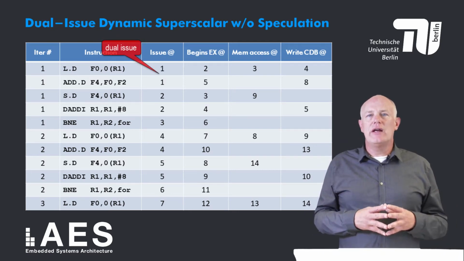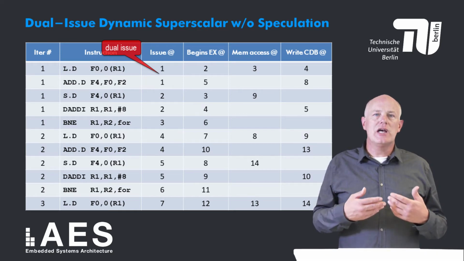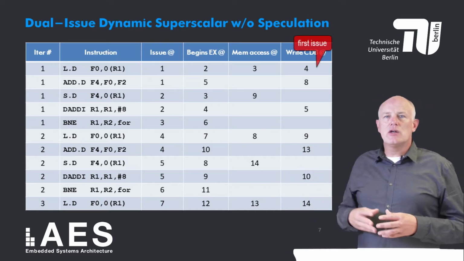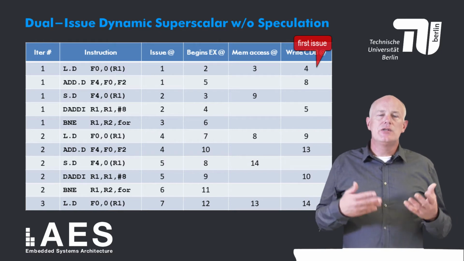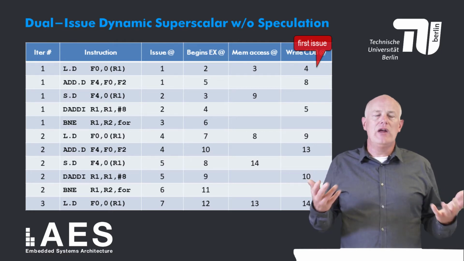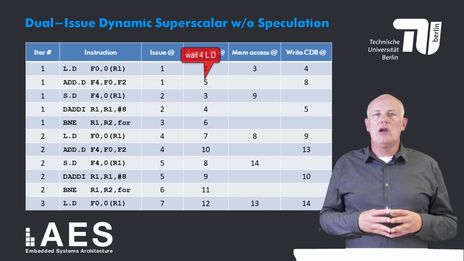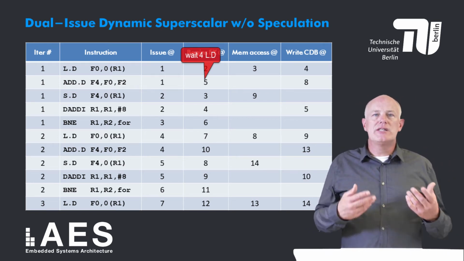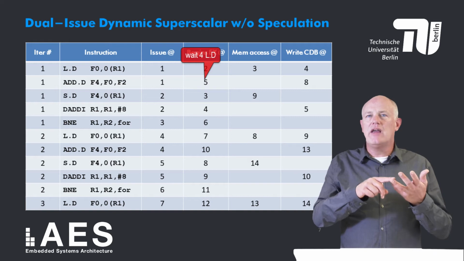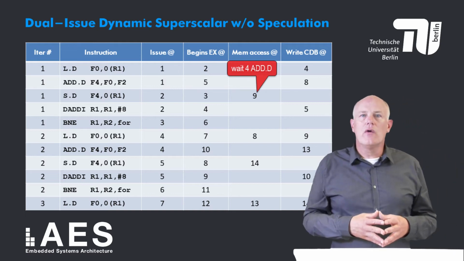First, 2 instructions are issued per cycle since we assumed a dual issue processor. So the first 2 instructions are issued in clock cycle 1, the next 2 in clock cycle 2, etc. The first instruction does not stall since it is the first one that is issued. So it issues in clock cycle 1, executes in clock cycle 2, accesses memory in clock cycle 3, and writes the CDB in clock cycle 4. The add double has to wait for the preceding load to write its result on the CDB. So it starts executing in clock cycle 5, executes in clock cycles 5, 6, and 7, and writes its result in clock cycle 8.